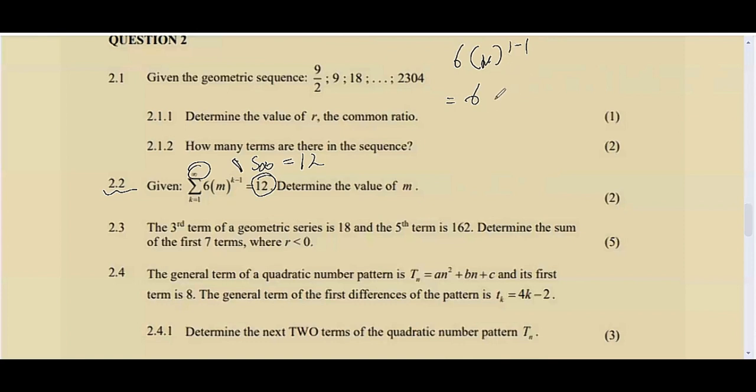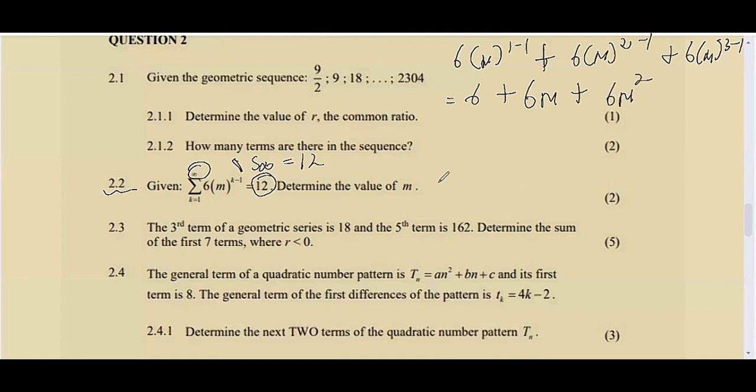So 6 times 1 is 6. Then for the second one, you go, this is 6m to the power of 2 minus 1. So this would give you 6m, right? Then for the third one, this would be 6, and then you have m to the power of 3 minus 1. So this would be 6m squared.